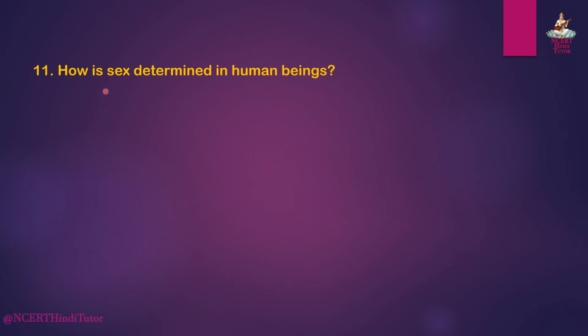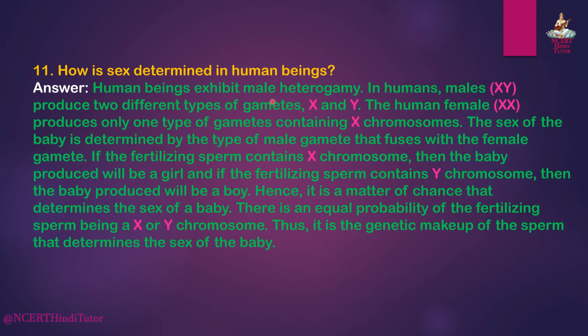Question 11. How is sex determined in human beings? Human beings exhibit male heterogamy. In human males, XY produces two different types of gametes, X and Y.